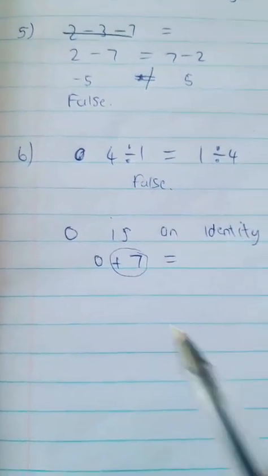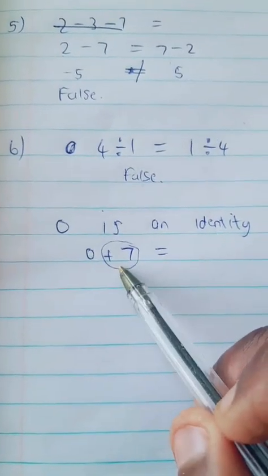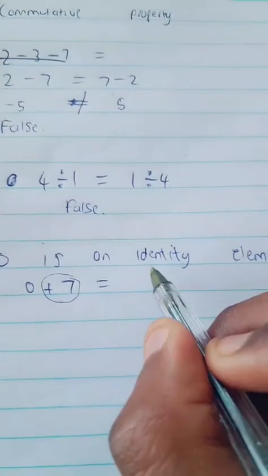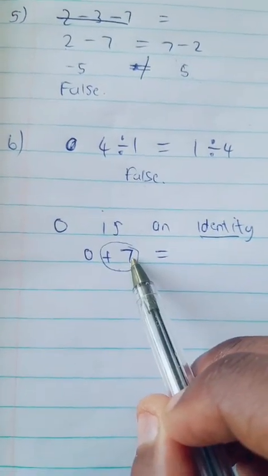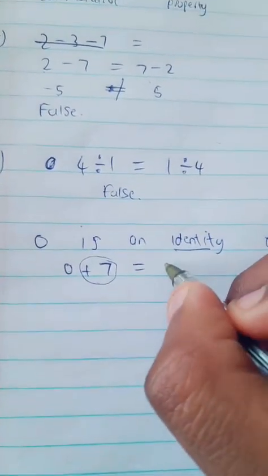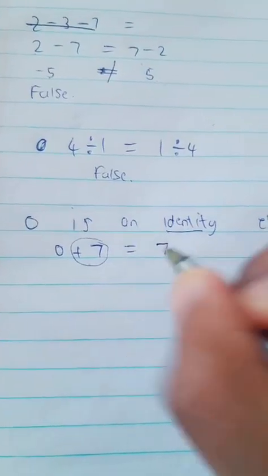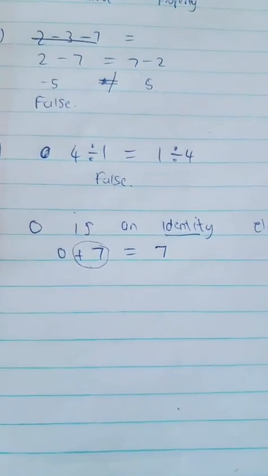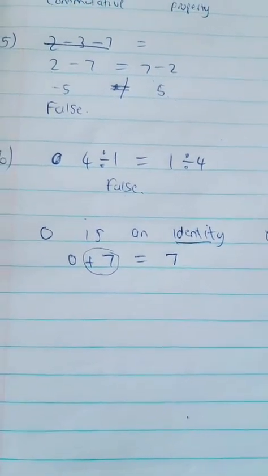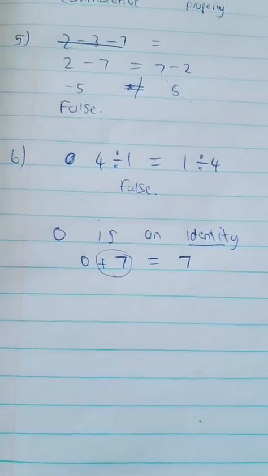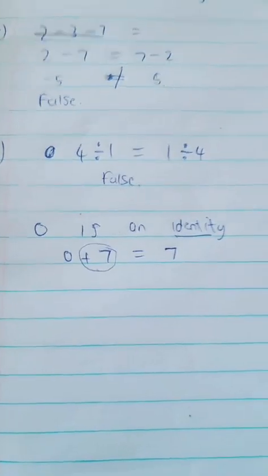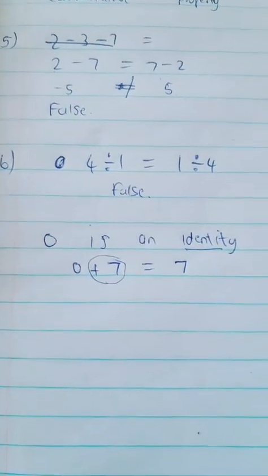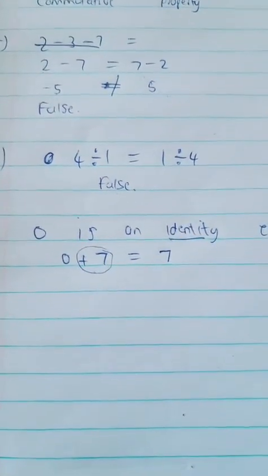0 plus 7. We call 0 an identity element because 7 retains its identity whenever it's added to 0. So the answer is actually 7. Okay, that's why we call 0 an identity element. The other number doesn't change. It stays that way.